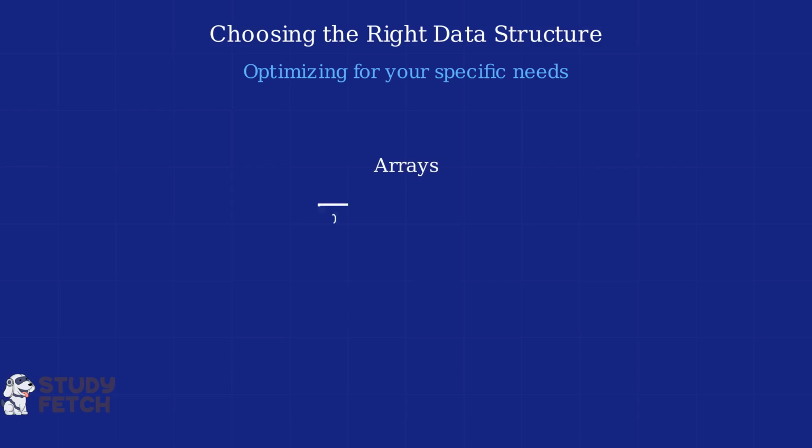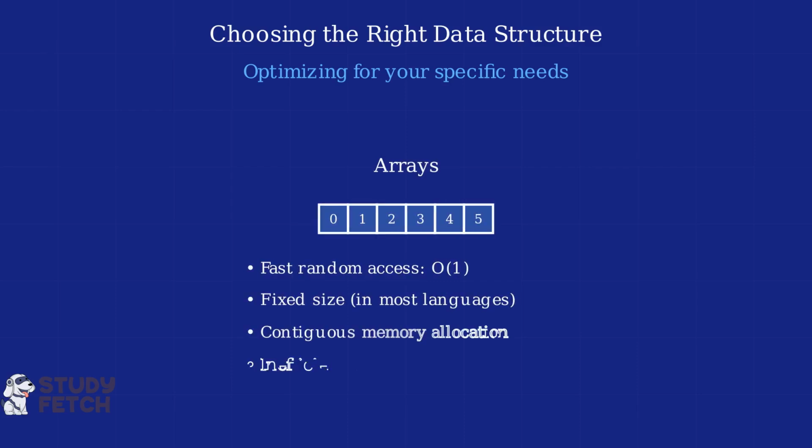For fast random access to elements, arrays are ideal. They provide O(1) lookup time but typically have fixed sizes and are inefficient for insertions and deletions, which require O(n) time.